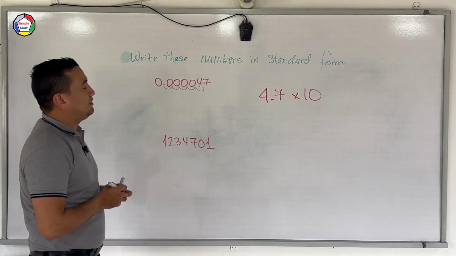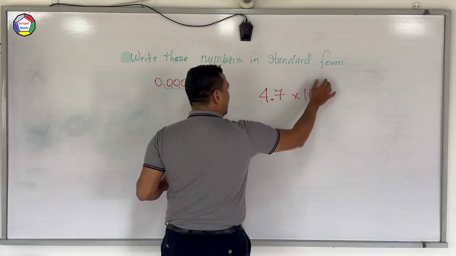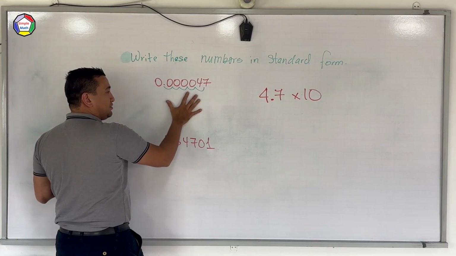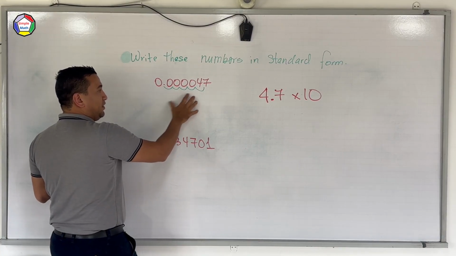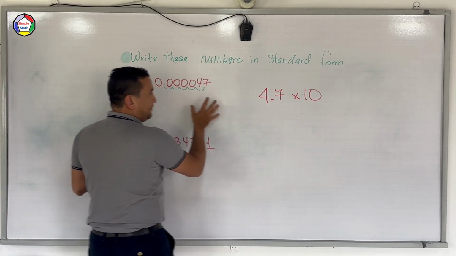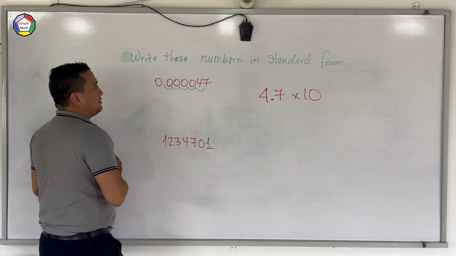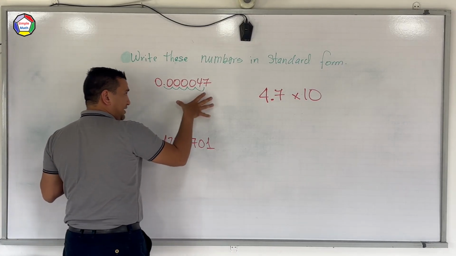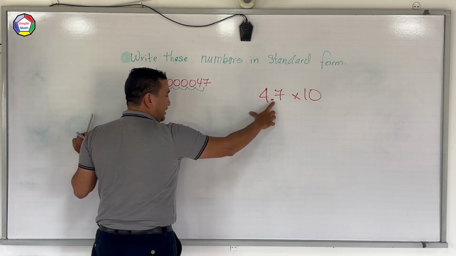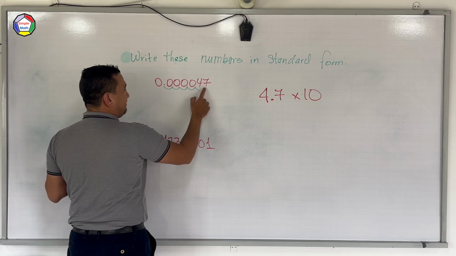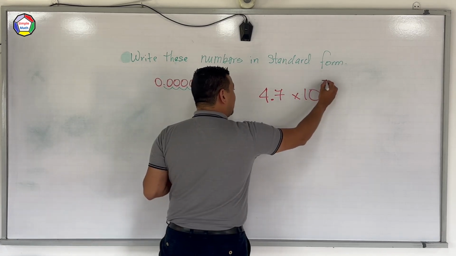Well, what happened with the exponent of the 10? The exponent of the 10 is the number of places that we had to move the decimal point for it to become a decimal with the conditions of the standard form. So how many places did I have to move that point for it to become 4.7? 1, 2, 3, 4, 5. So the exponent is 5.